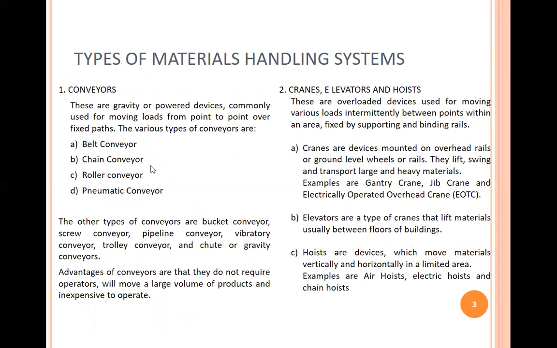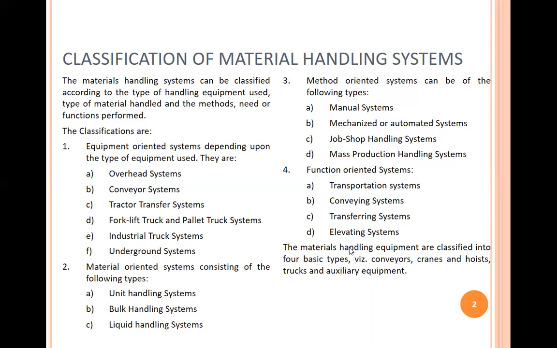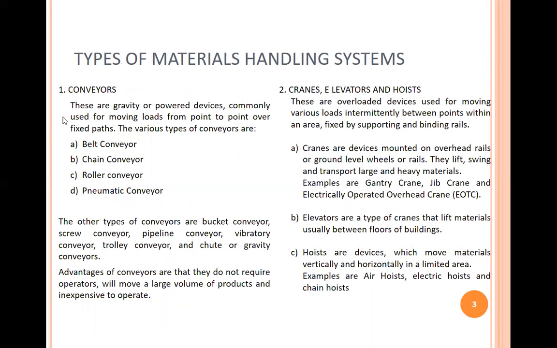Types of materials handling system. So dito tayo sa conveyors. These are gravity or powered device commonly used for moving loads from point to point over fixed path. The various types of conveyor are: A, belt conveyor; B, chain conveyor; C, roller conveyor; D, pneumatic conveyor. So the other types of conveyors are bucket conveyor, screw conveyor, pipeline conveyor, vibratory conveyor sa mga classic plant, trolley conveyor, and chutes or gravity conveyor.